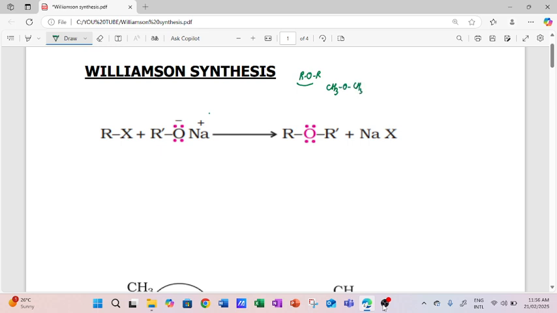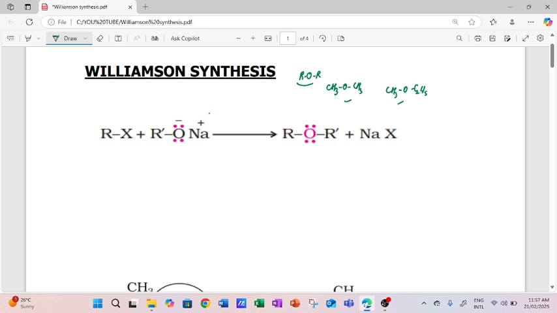It can be the same alkyl group or a different alkyl group, like CH3, O, C2H5. The first one is a symmetrical ether and the second one is an unsymmetrical ether. Anyway, when the oxygen atom is joined with two alkyl groups, they are called ethers. Today let's study the Williamson synthesis to prepare ethers.